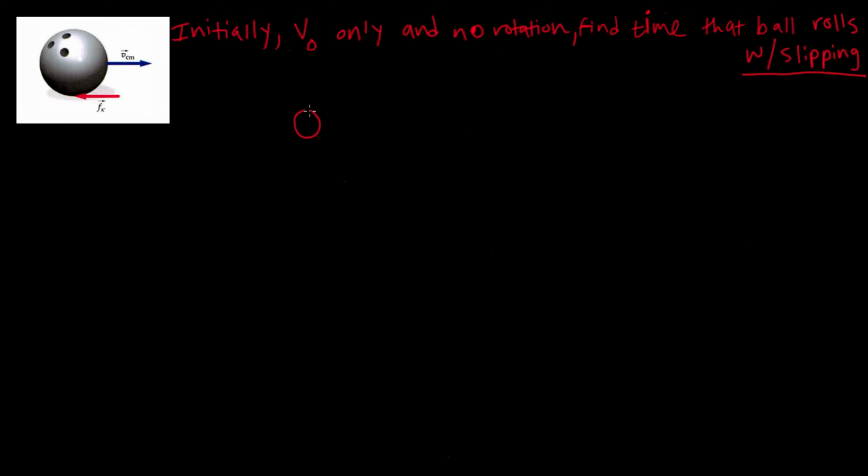And so let's look at the ball initially. Initially, when I throw down the ball, it's going to... and let's look at the final position as well. The final position is the point at which the ball rolls without slipping. And the initial position is when the ball is rolling with slipping.